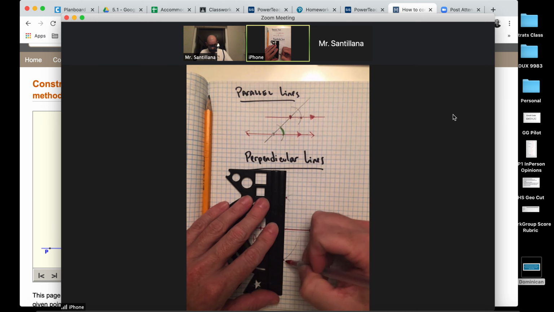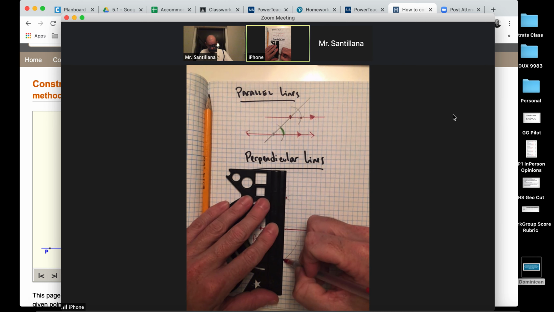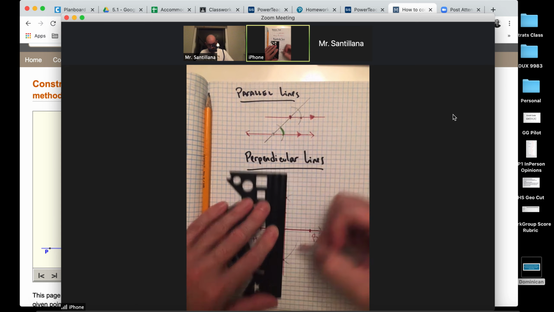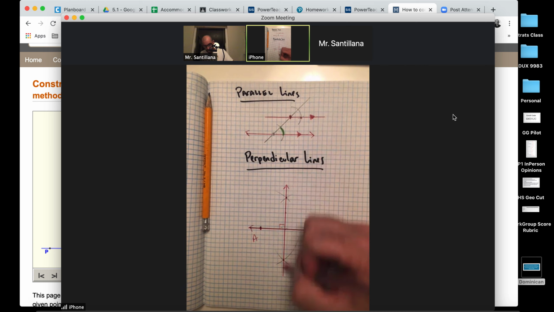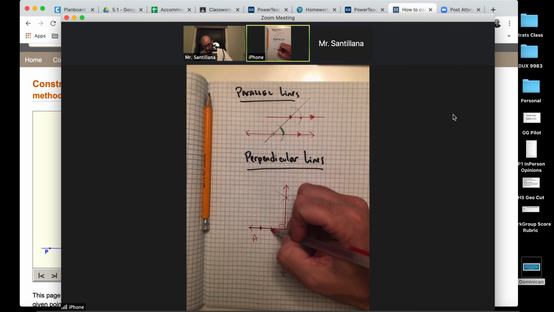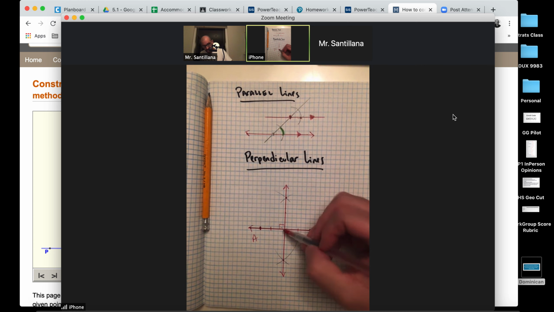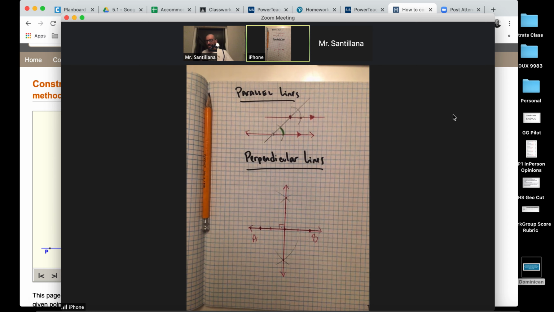Go ahead and connect them, and guess what? That is a 90-degree angle. And this is also congruent to that because this is acting as that midpoint. So there's your, not just the perpendicular lines, but this is your perpendicular bisector.